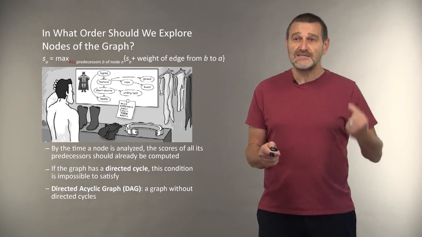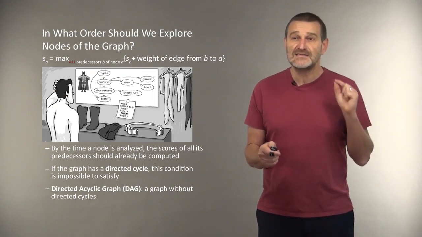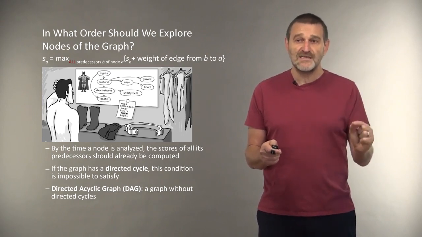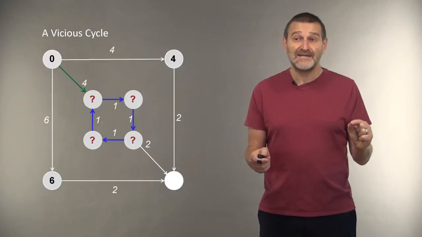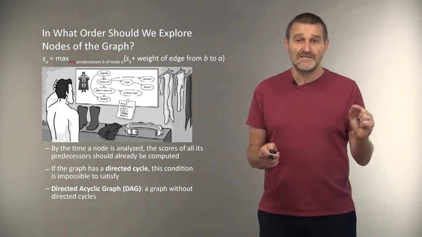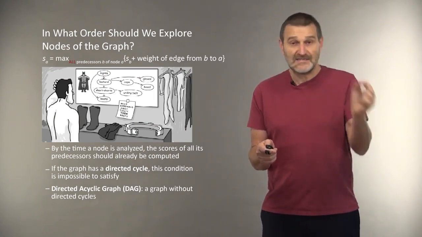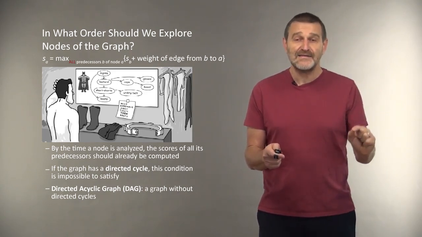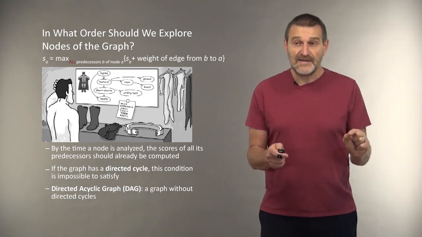This tells us that the order in which we explore nodes of the graph is extremely important. By the time a node is analyzed, the scores of all its predecessors should already have been computed. And if the graph has a directed cycle, like the graph we just looked at, there is simply no way to solve the problem, because a traveler may travel along this directed cycle as long as he wants to. Therefore, we limit attention to so-called directed acyclic graphs, or DAGs, which are graphs without directed cycles.